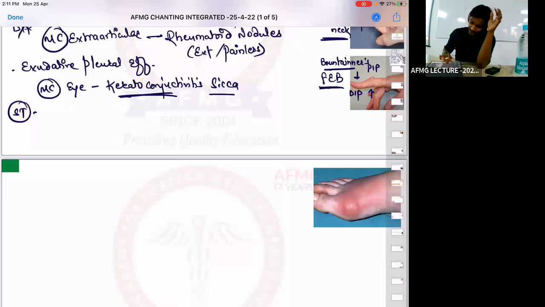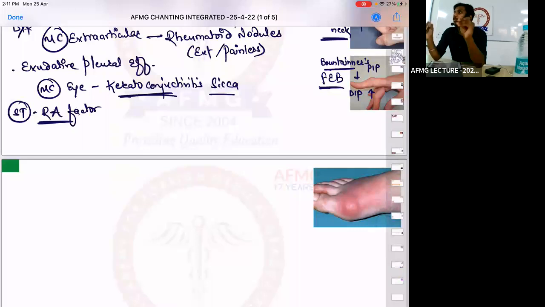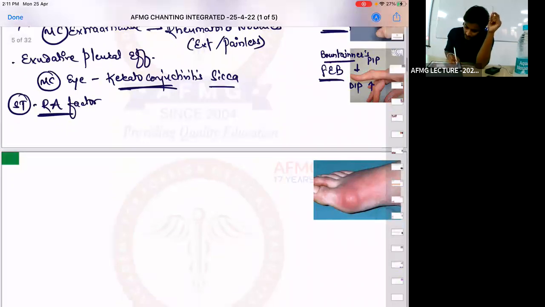ठीक है, yeah. Screening test of choice in rheumatoid arthritis would be RA factor, rheumatoid arthritis factor. So if RA factor is positive, it is called as a seropositive arthritis. But if RA factor is negative, it would be called as a seronegative arthritis. Okay? And what is the investigation of choice in this condition?